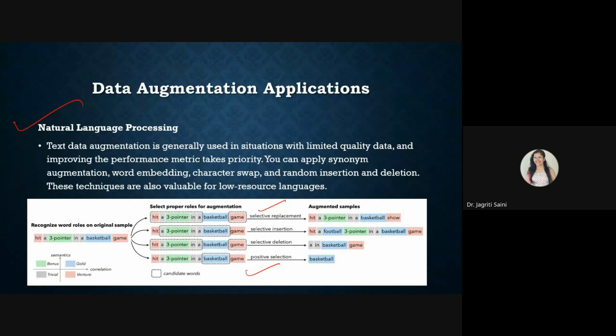So this is the actual sentence that we are trying to process, for instance. From here, we are choosing different roles to apply on this sentence, like selective replacement we are doing from here.